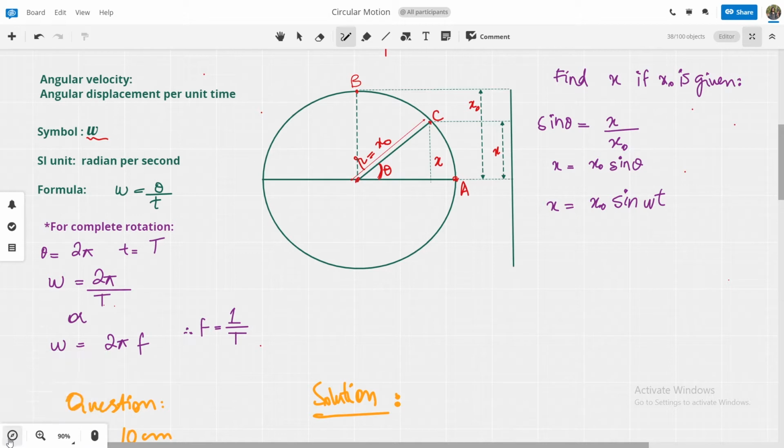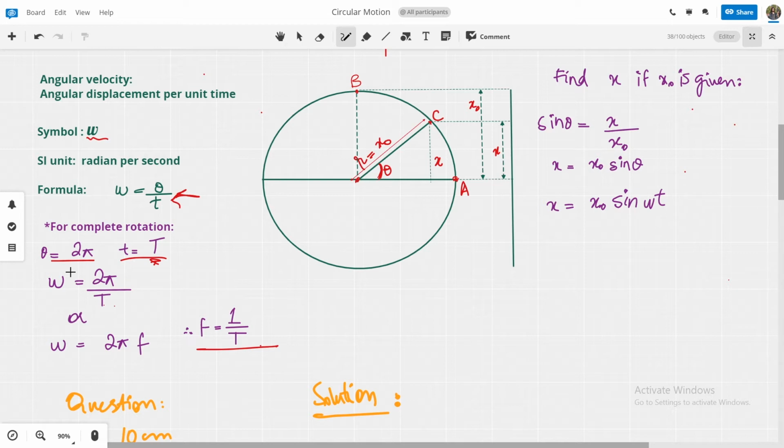So for one complete rotation, we have just learned that the angular displacement is 2 pi, and for one complete rotation, the time taken is defined as time period, which is represented by a capital T. So putting it in this formula, we'll get omega is equal to 2 pi over T, or we'll just write it as 2 pi f by replacing 1 over T with f.